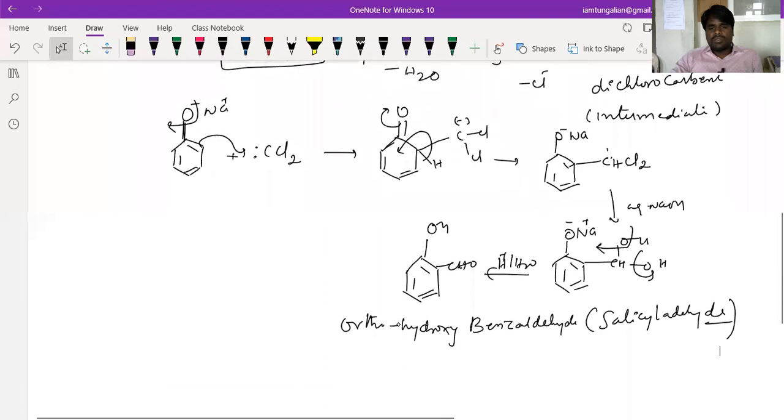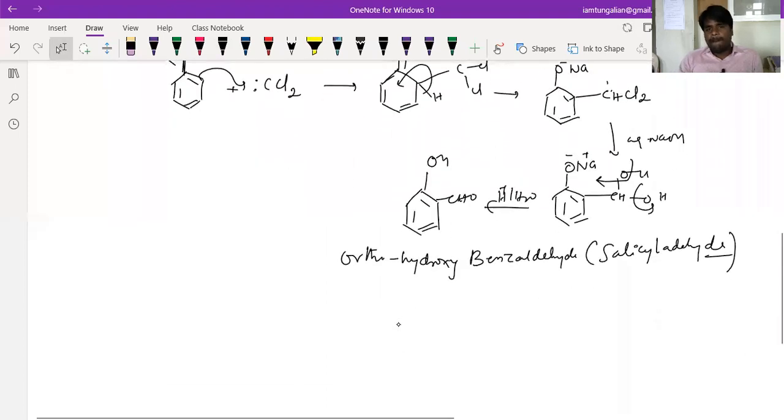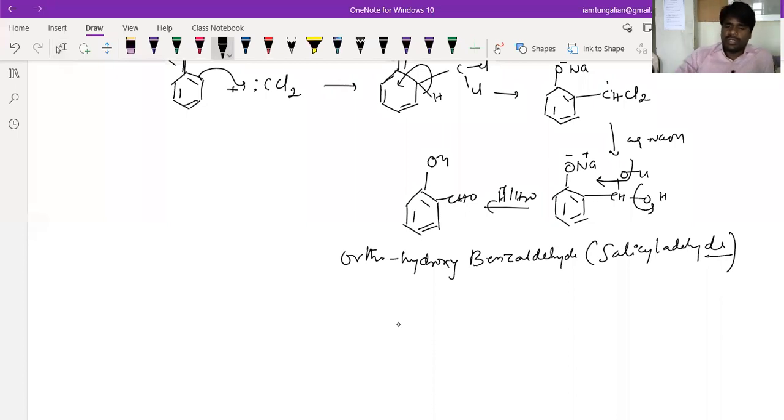If the ortho position is occupied, beta, the substitution takes place at the para position. That is what you have to remember.